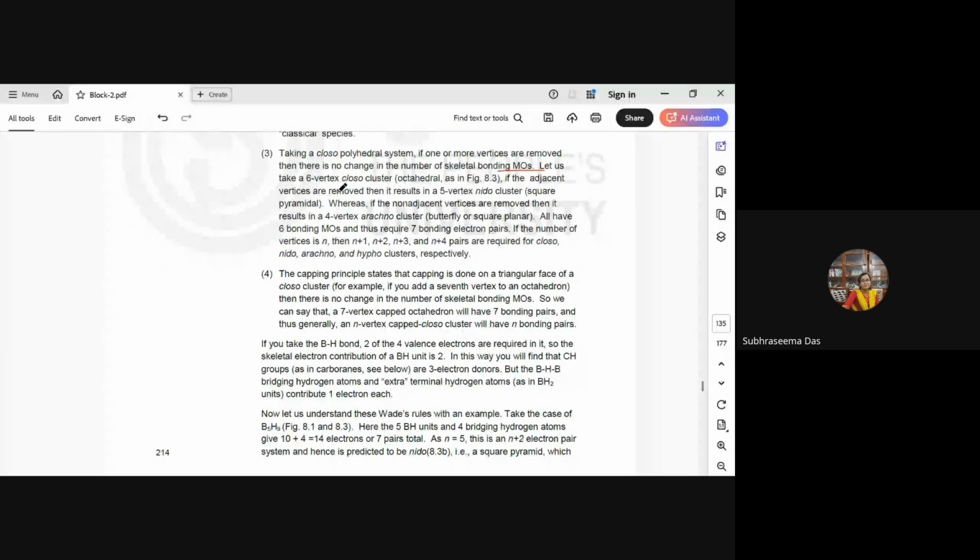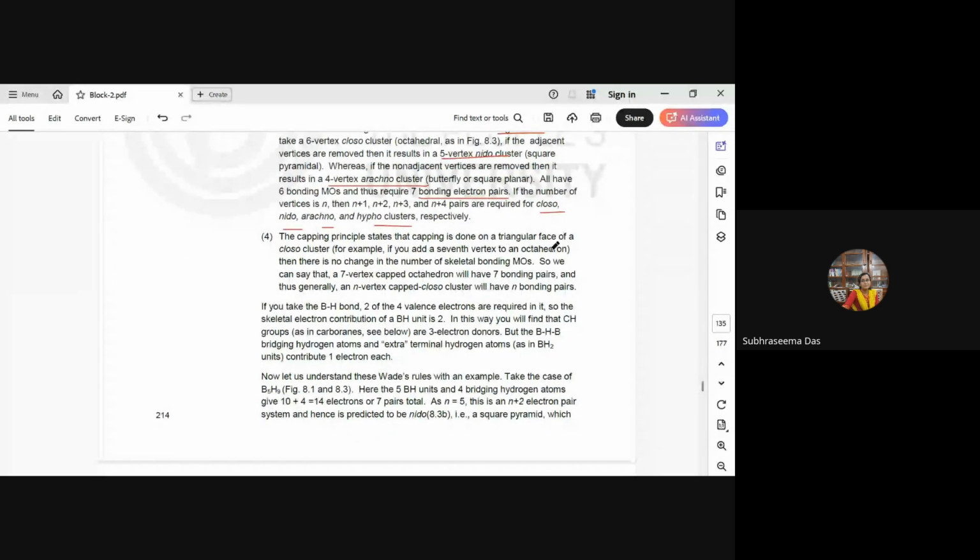Let us consider a 6 vertex closo cluster. If the adjacent vertices are removed, then it forms a 5 vertex nido cluster. But if the non adjacent vertices are removed, then it forms a 4 vertex arachno cluster. So all have 6 bonding skeletal MOs, and therefore they require 7 bonding electron pairs. So if the number of vertices is n, then n plus 1, n plus 2, n plus 3, n plus 4 pairs are required for closo, nido, arachno and hypho clusters respectively. This point has to be remembered carefully.